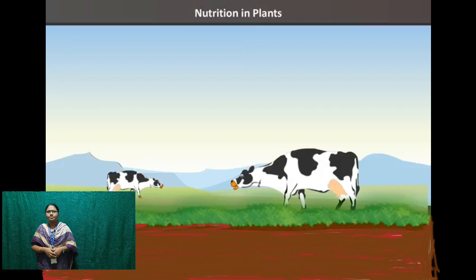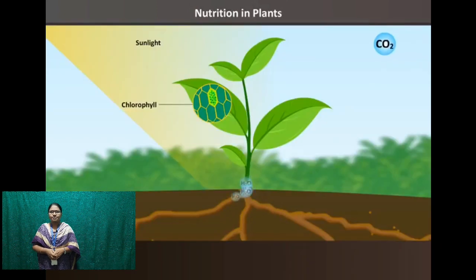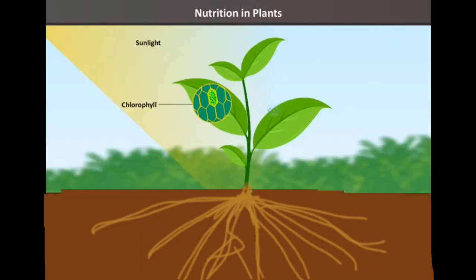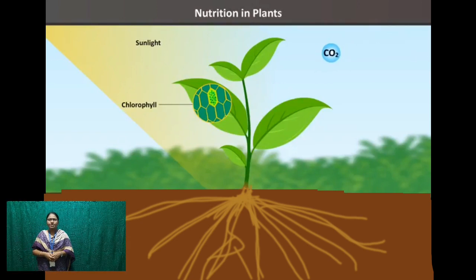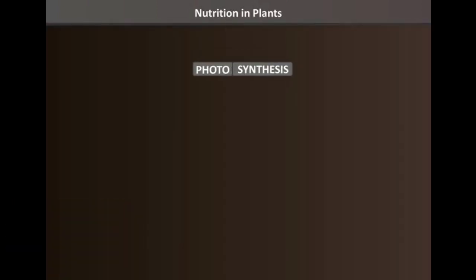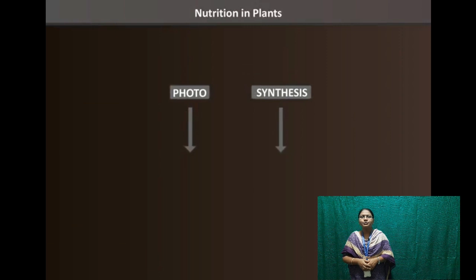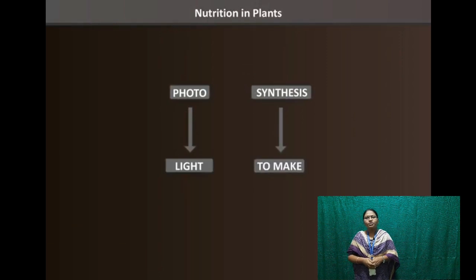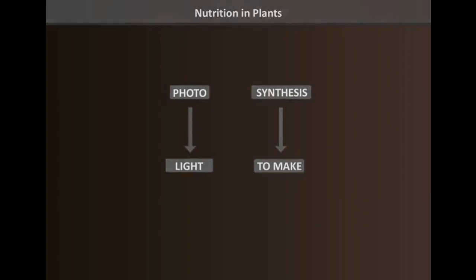All living things require food. Humans and animals eat other animals. How do plants obtain food? Plants obtain food by preparing it on their own by a process called photosynthesis. This process we observe only in green plants. The word photosynthesis is made up of two words, photo and synthesis. Photo means light and synthesis means to make.